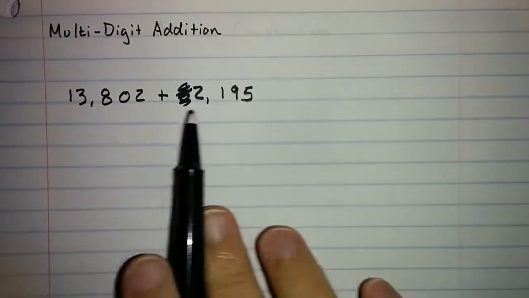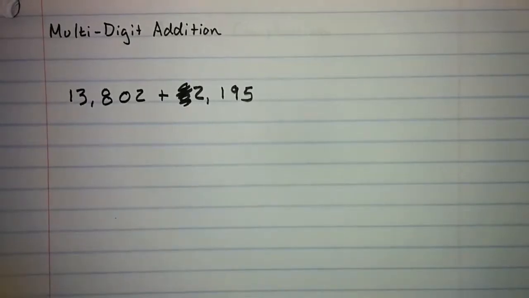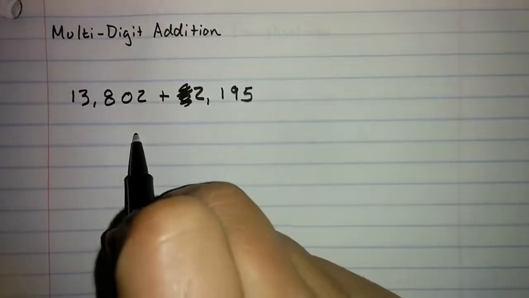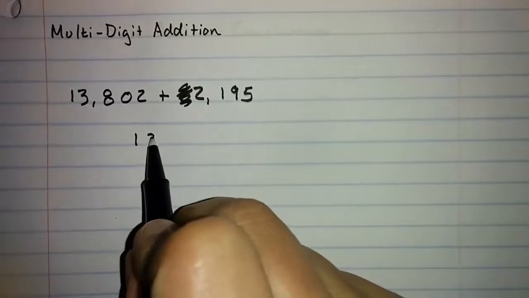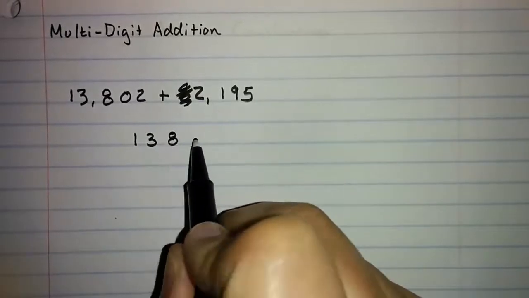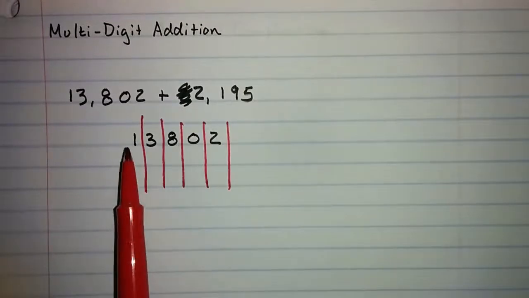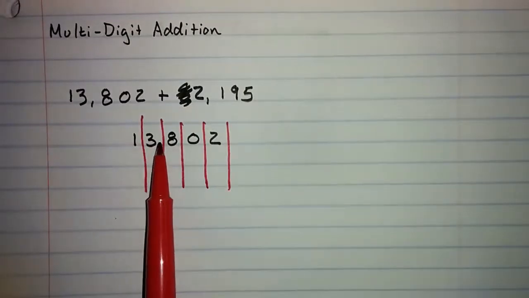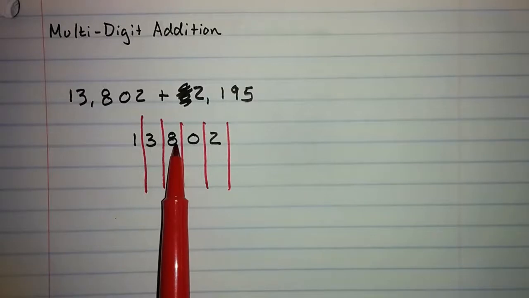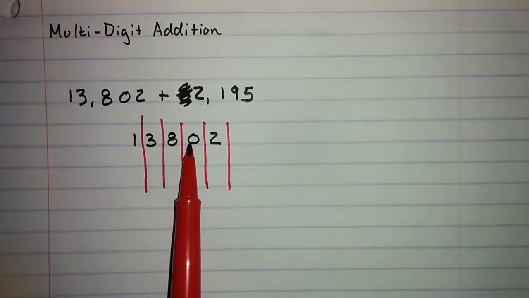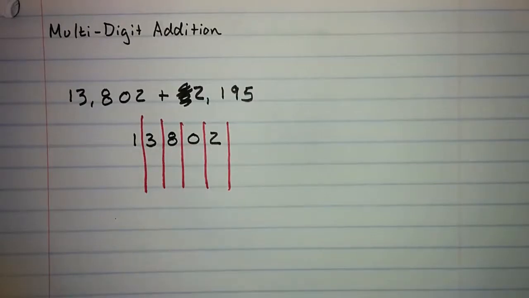Well, we're going to write these two numbers so that the corresponding places line up. So I'm going to write 1, 3, 8, 0, 2. And you'll notice here I see the 10,000s place, the thousands place, the hundreds place, the tens place, and the ones place.